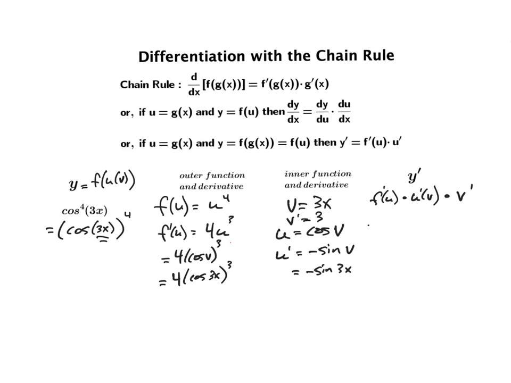Now let's put it all together. So f prime of u is 4 cosine 3x to the third power times u prime of v, that's negative sine 3x, times v prime, which is 3. And let's put the negative out here. And that's it for today.